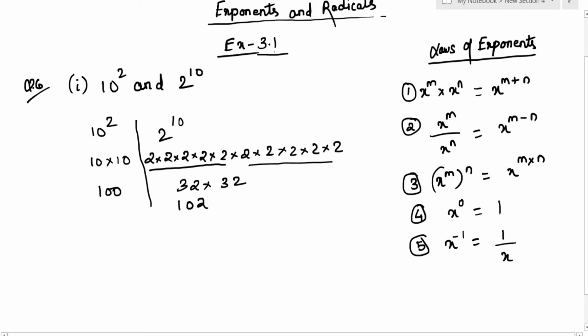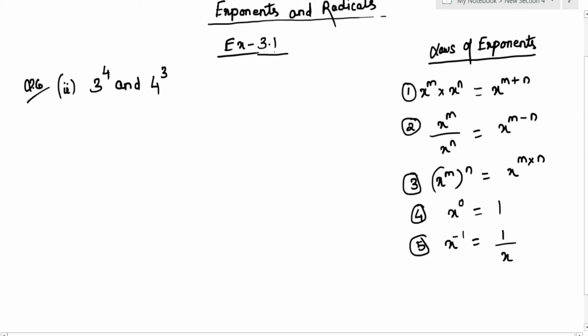32 into 32 is 1024. So who is bigger? Of course 1024 is bigger, so we'll write down 10 square is less than 2 to the power 10. Now next we need to compare 3 to the power 4 and 4 to the power 3. Who is bigger?